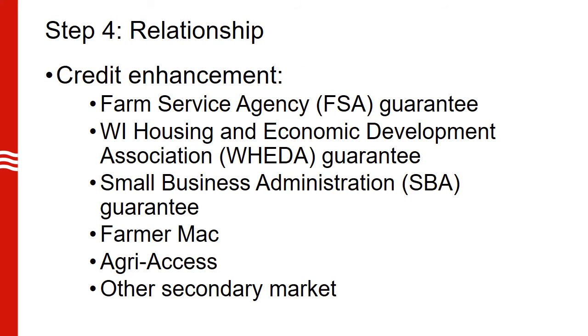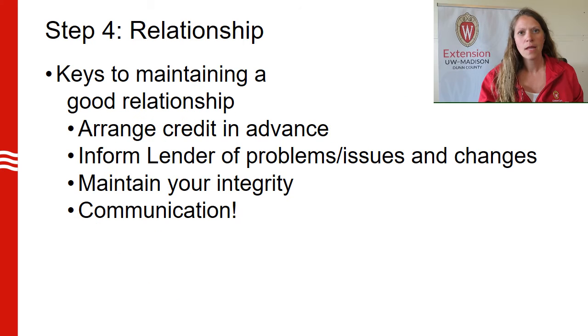Over the years, Farm Service Agency has moved away from making direct loans and toward guaranteeing commercial loans. With the latter, a private lender provides the loan funds and FSA guarantees up to 95% repayment in case of default by the borrower. Lenders may seek out a credit enhancement from multiple sources to assist farmers who simply do not have enough equity to borrow capital from other sources. Lenders may work with FSA, Wisconsin Housing and Economic Development Association, Small Business Administration, Farmer Mac, Access, or other secondary markets.